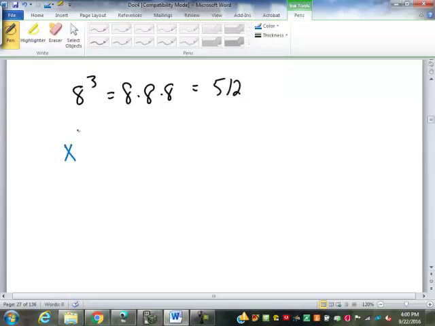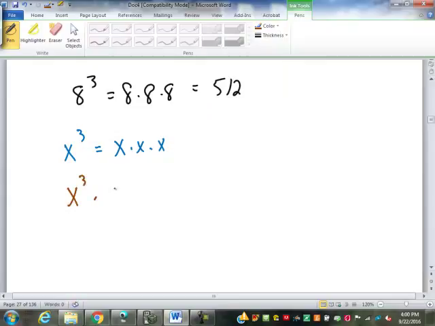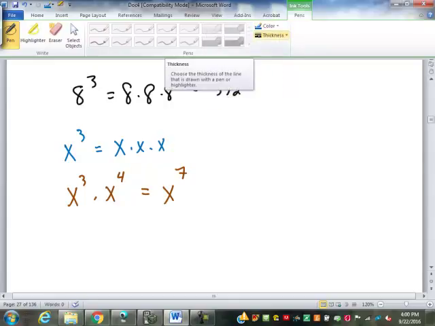And we've briefly talked about x to the third, meaning x times x times x. So to review, what's x to the third times x to the fourth? Good. X to the seventh. If you can't remember, now remember there's only two possibilities. You can either add the powers or multiply the powers. If you can't remember, you can always write it out. X to the third is three x's multiplied together. X to the fourth is four x's multiplied together. If I'm multiplying them all together, I have now a total of seven x's multiplied together. So x to the seventh.